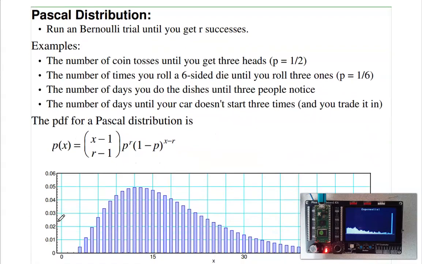Pascal distribution. A Pascal distribution is you run a Bernoulli trial until you get R successes. This is an exponential distribution until you get R successes. So that'd be like the number of coin tosses until you get 3 heads, number of times I roll a 6-sided die until I get 3 1s, number of days until 3 people notice that you did the dishes, and so on. The PDF, this is how you calculate the probability of so many rolls.